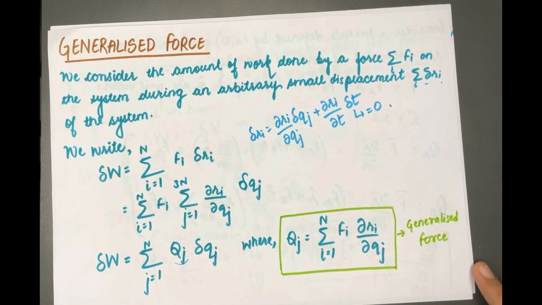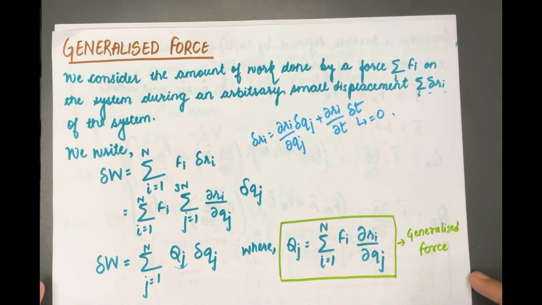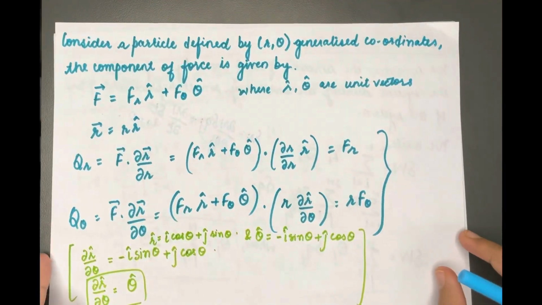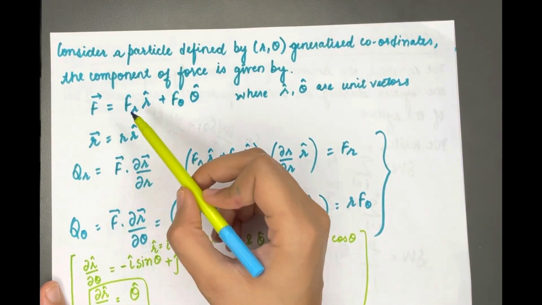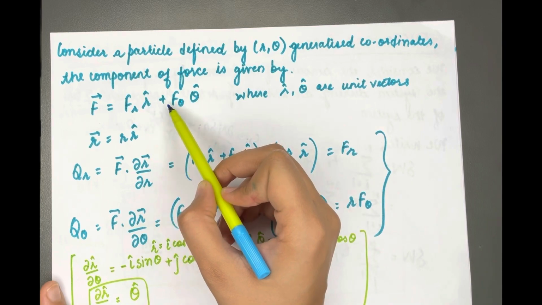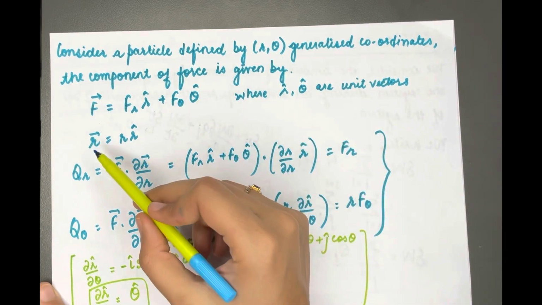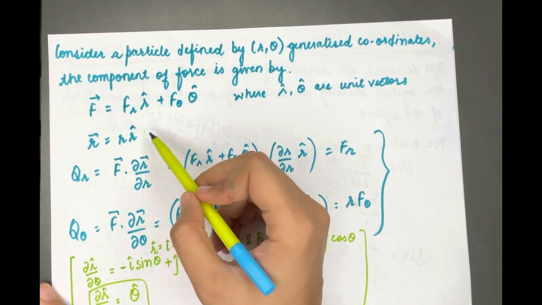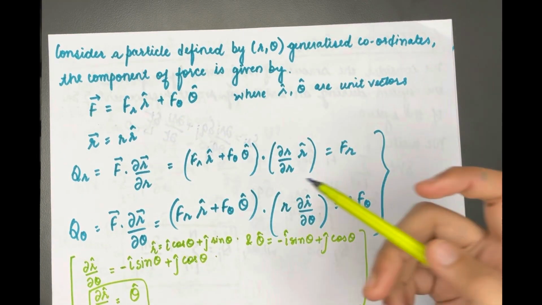Now to obtain force in terms of plane polar coordinates, we are going to write force in component form, which is F = Fr r cap plus Fθ θ cap, where r cap and θ cap are unit vectors, and the r vector is given by magnitude of r into r cap. This is obvious for almost all of the people, I think.